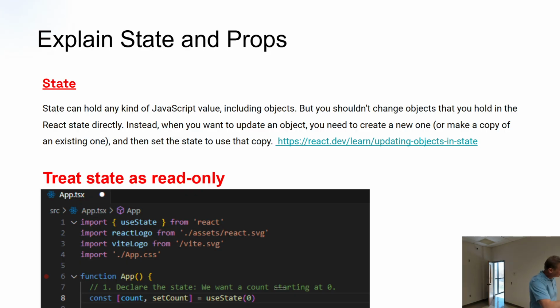And then there's one more layer of complexity there. If you want it to go from 5 to 6, when you want to update an object, you start by making a copy of the existing object. You make a copy of it and then update the copy. You don't modify the object directly.